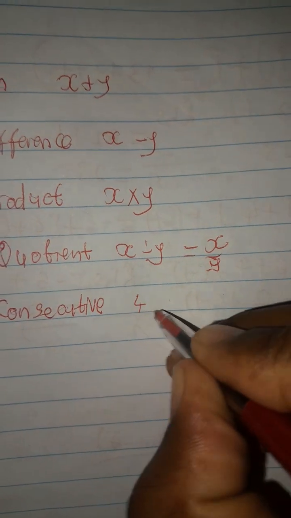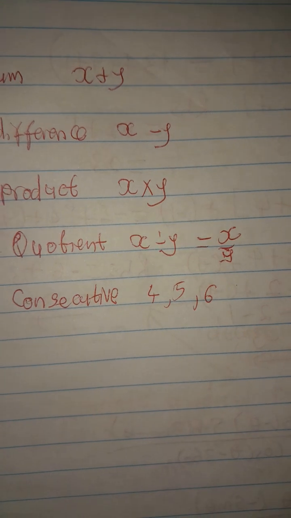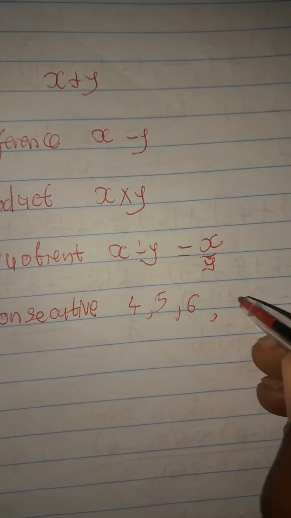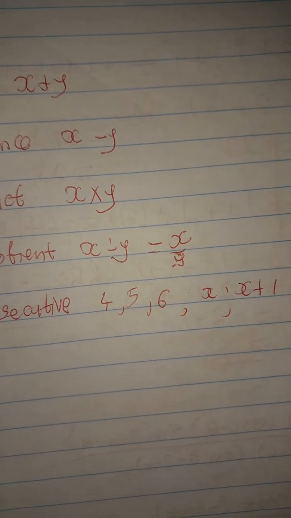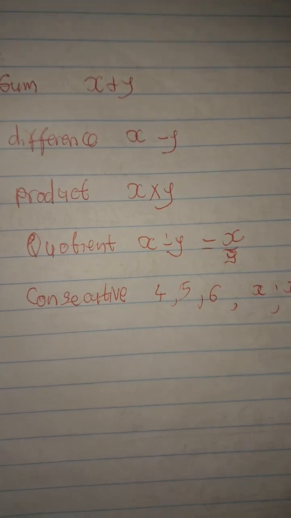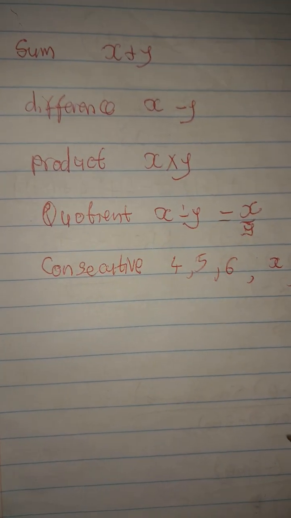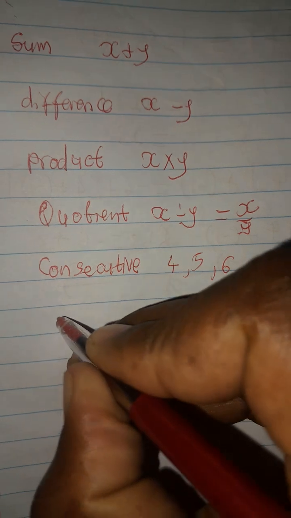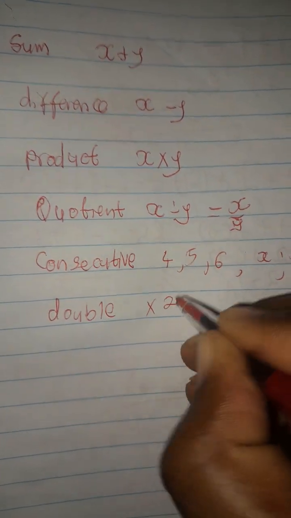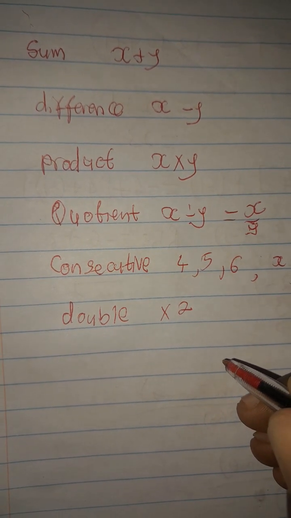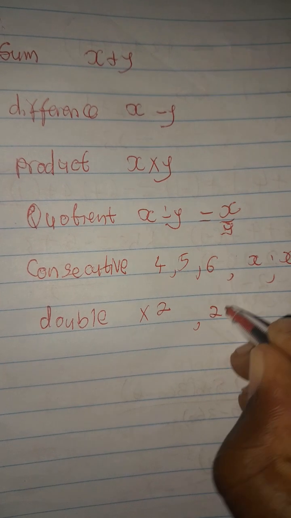Let's say 4, 5, 6. What follows 6 will be 7. So for example, in terms of variable, x plus 1 and x plus 2, and so on. Okay, so that's consecutive. Then another term that they can use is double. To double is to multiply by 2, guys. In terms of variable, it will be maybe 2 multiplied by x.